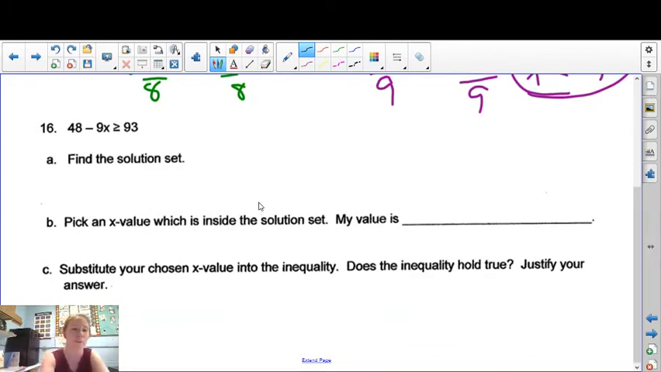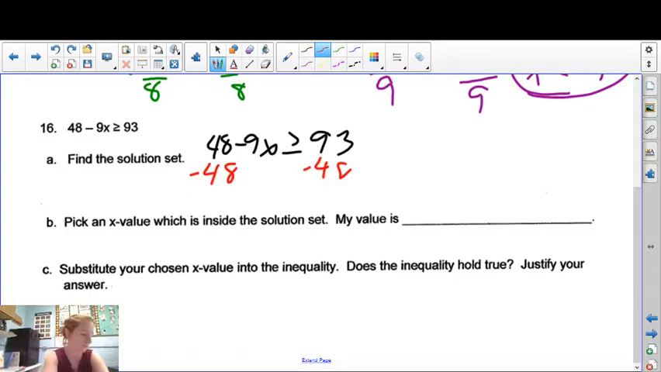So we're going to go ahead and solve. So I have 48 minus 9x is greater than or equal to 93. So I undo my addition or subtraction. So I subtract my 48. And then I have negative 9x is greater than or equal to 45. I divide both sides by negative 9.